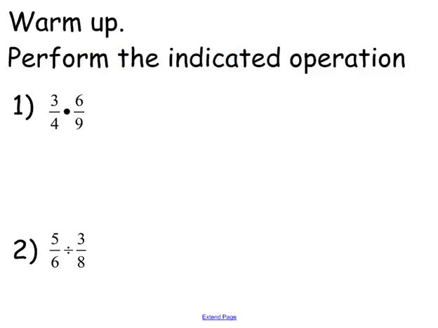All right, so let's get started. It says warm up, perform the indicated operation. So here we're multiplying fractions. As you know, when you multiply fractions, you multiply across. 3 times 6 is 18. 4 times 9 is 36. This reduces to 1/2.